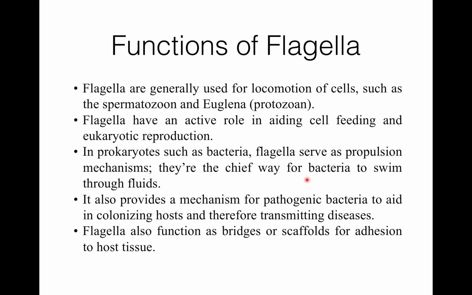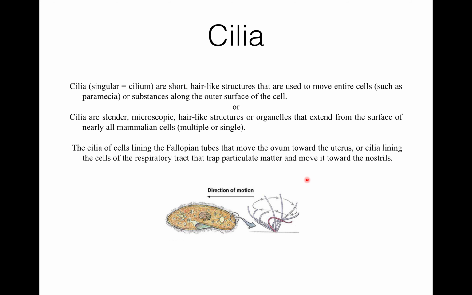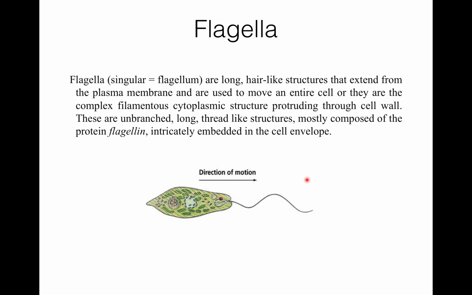Flagella also provide a mechanism for pathogenic bacteria to aid in colonizing the host and therefore transmitting disease. Flagella also act as bridges or scaffolds for adhesion to host tissue. Cilia and flagella are very important in prokaryotes. They arise from the basal bodies, which are semi-autonomous. So this is cilia and this is flagella.